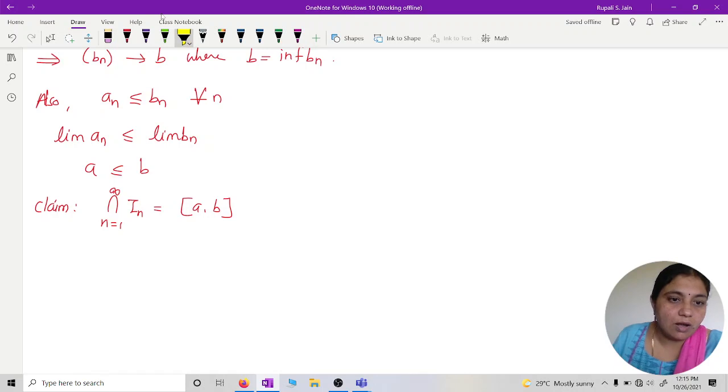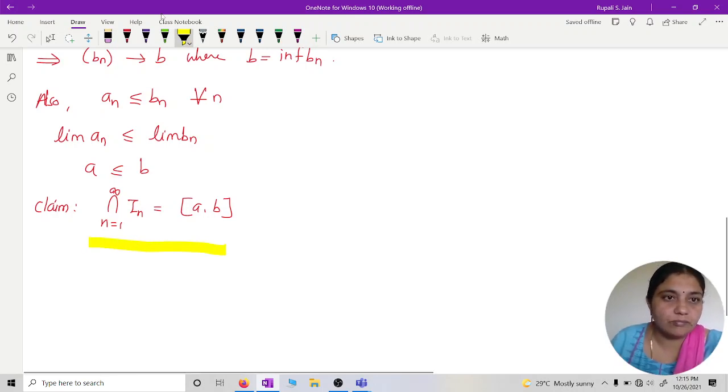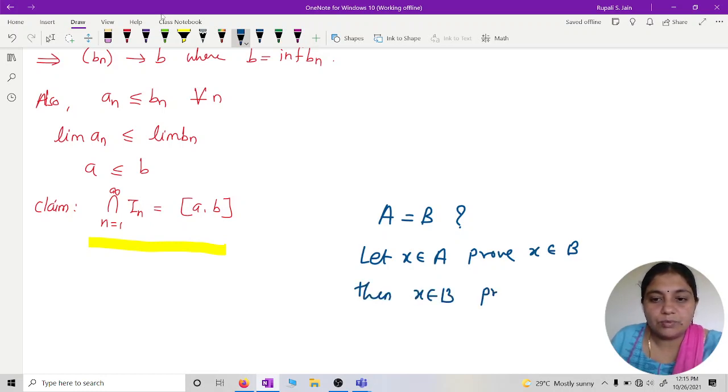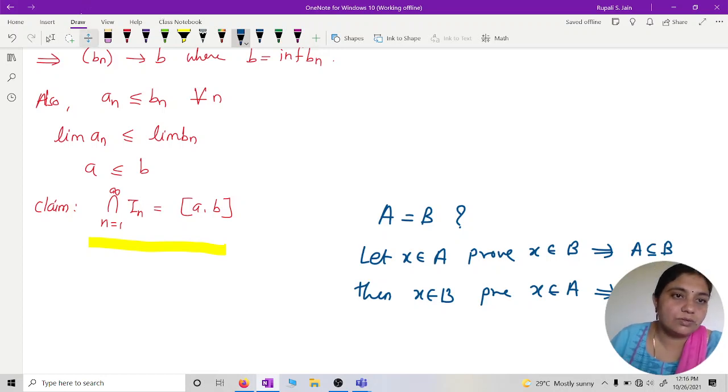I want to prove that these two sets are equal. How do we prove sets are equal? Usually, to prove A is equal to B, let x belong to A and prove it belongs to B. Then take an arbitrary element from B and prove it belongs to A. This implies A is a subset of B, and B is a subset of A, which implies A is equal to B. Is that okay?